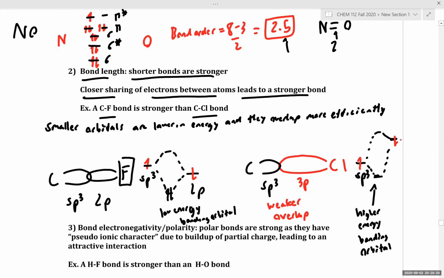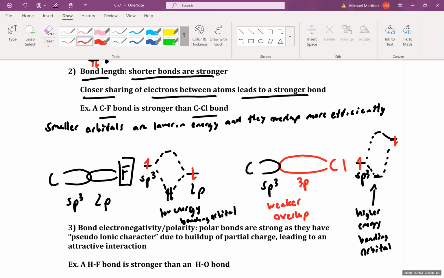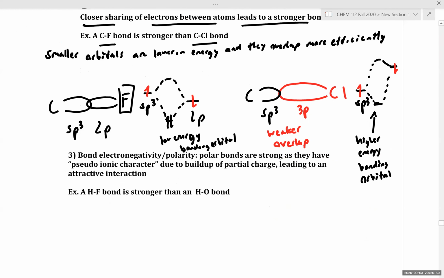Does that make sense to everyone? Does everyone see why longer bonds involving larger atoms are weaker and shorter bonds involving smaller atoms are stronger? Does that make sense to everyone? See, valence bond theory does actually help you understand a lot of these trends. And that's why we teach it.